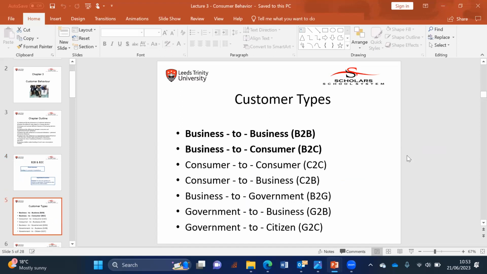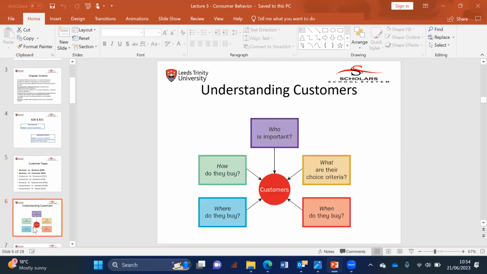And from these types of consumers, the sales transaction, the purchase could be business to business, it could be business to consumer, it could be consumer to business, consumer to consumer. So for example, a consumer to consumer example could be when we buy something and then we sell it on Vinted or eBay. So that's consumer to consumer. There's consumer to business, business to government, government to business, government to citizen. So there's all these different types of customers and transactions and purchases that are happening.